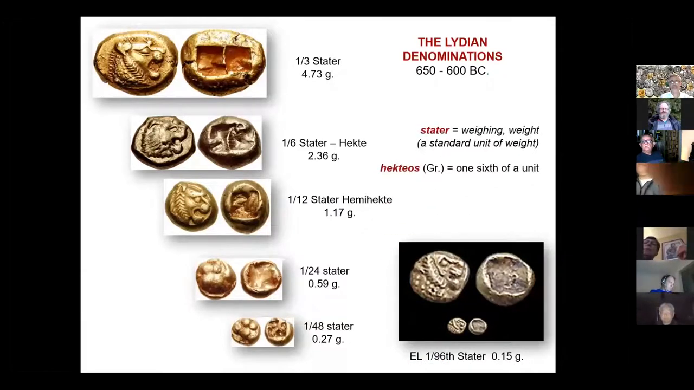Unlike what many archaeologists believe, I claim that these coins were created to facilitate commerce, not for big payments like army campaigns and such. By the way, stater is a Greek word, meaning weighing, weight, a standard unit. And hektos, again, means 1/6 of a unit.